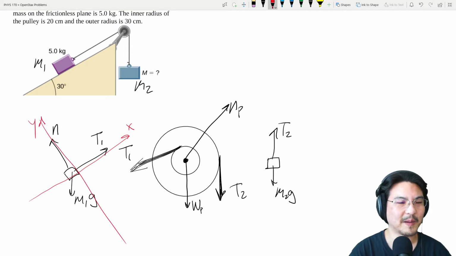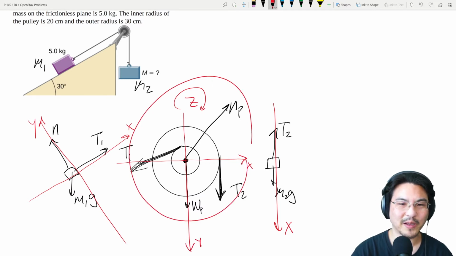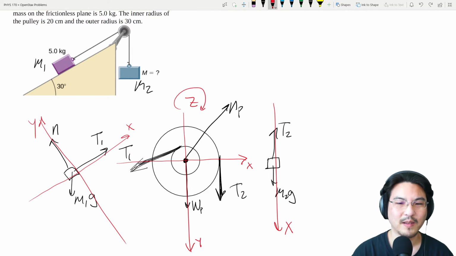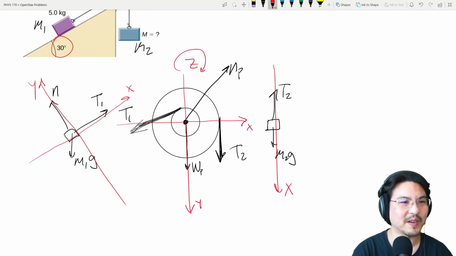And then, so let's say if I think this block is going to go up the ramp and this block is going to go down, and then the pulley will rotate, let's say in the z direction. Let me pick coordinates here. If I say this is x and this is y, then z would be this way into the page. Okay, so for this free body diagram, let's take a look at the picture. The angle is right here, which is right here, 30 degrees.